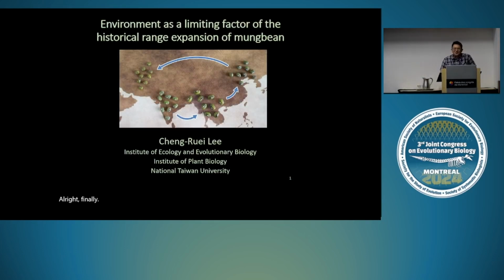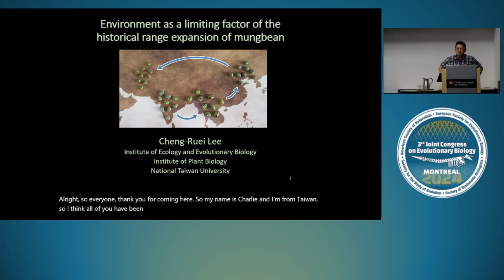All right, so everyone, thank you for coming here. My name is Cheng-Ruei Lee, and I'm from Taiwan. I think all of you have been hearing a lot about local adaptation and biodiversity in wild plants and animals, right? So today I hope to convince you that even crops do have local adaptation and variation, and these are very important for their spread, actually.